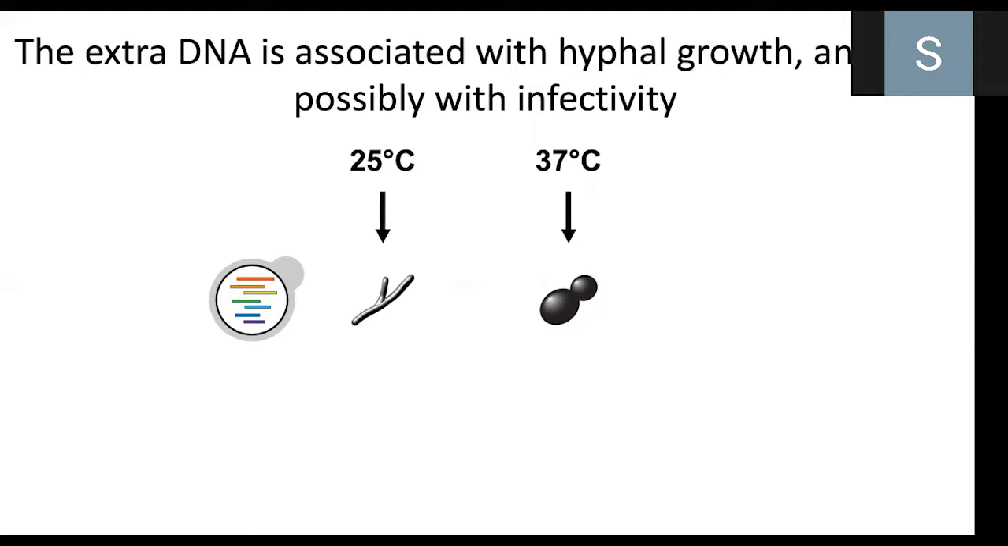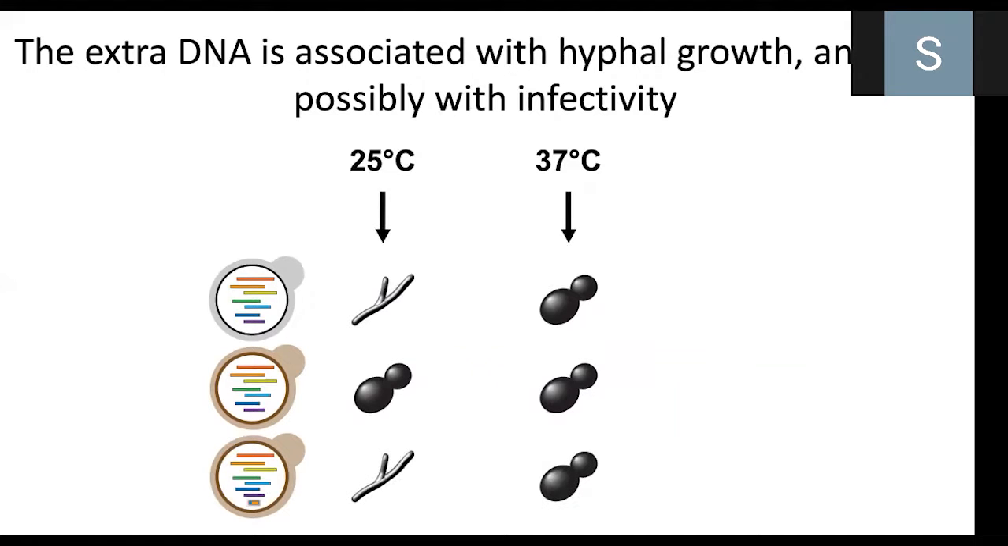at body temperatures. However, some strains are yeast biased. These strains can grow as hyphae under extreme hyphal promoting conditions, such as prolonged exposure to 25 degrees Celsius, but generally grow as yeast. In multiple yeast biased strains, we found that this extra chromosome reverts the strain to wild-type behavior. By some assays, the extra chromosome even encourages hyphal growth beyond what is seen in wild-type strains. In other words, the extra DNA is associated with hyphal growth and thus possibly with infectivity.